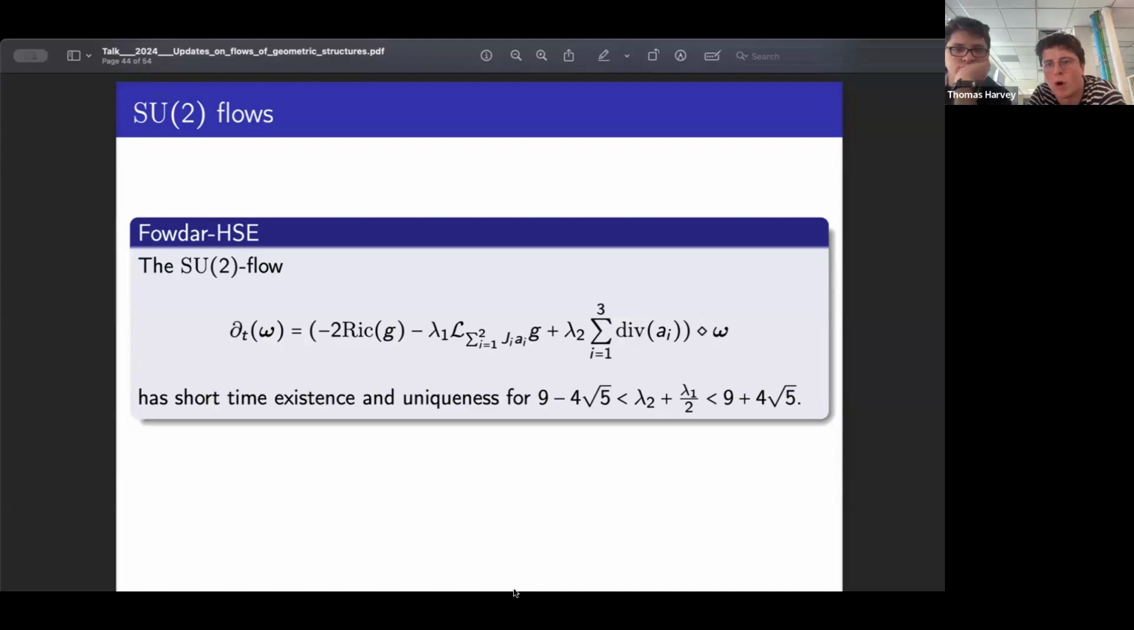So why is the sum from I equals 1 to 2, then, not 1 to 3? No, the other sum. It seems a typo again. Okay, good. So it's coordinates for each of the A_i. So the A_i are three functions parameterizing the S2 of complex structures. Okay, got it. And again, okay, I understand. So, yeah.